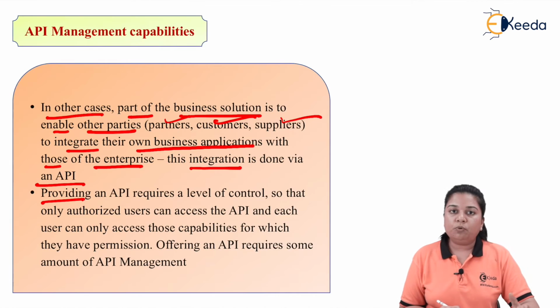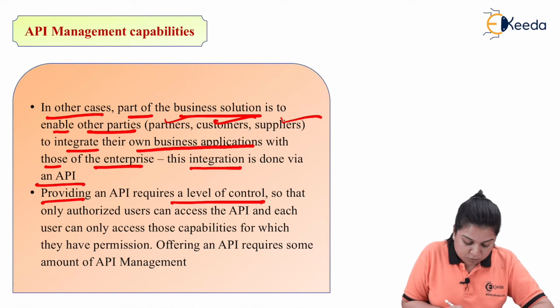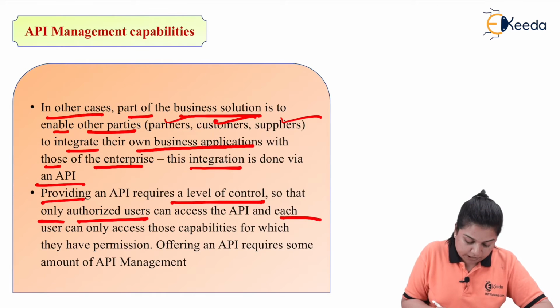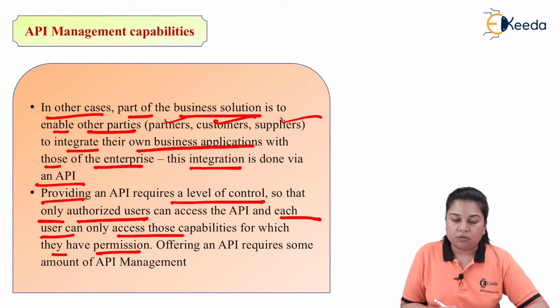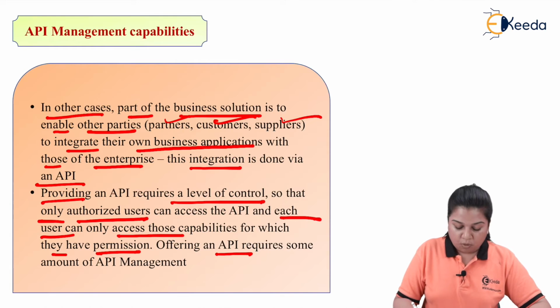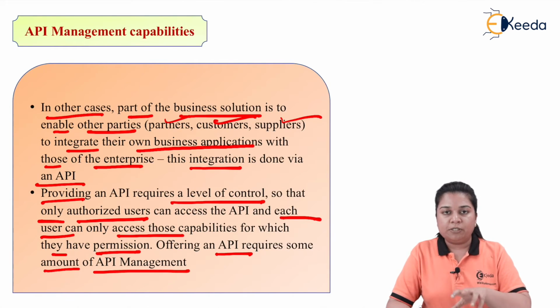Providing an application programming interface requires a level of control so that only authorized users can access those application programming interfaces, and each user can only access those capabilities for which they have permission. Offering an application programming interface often requires some amount of API management. That means managing which API is to be given and used by the consumer.